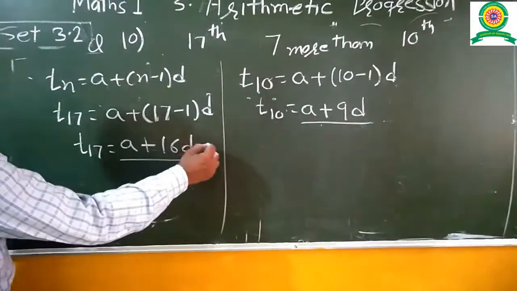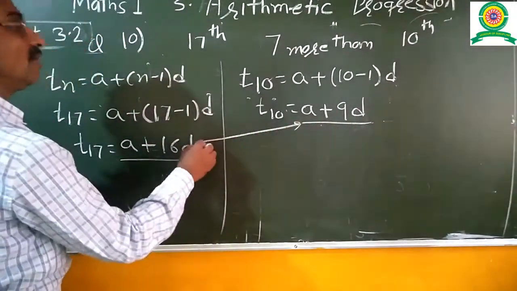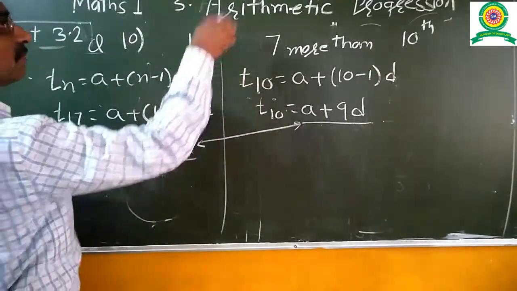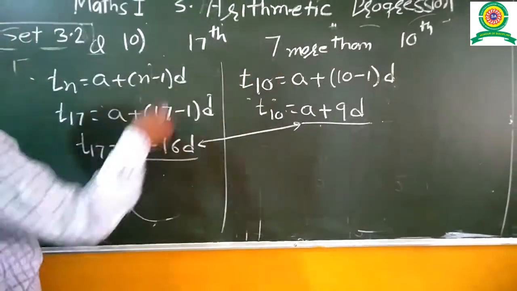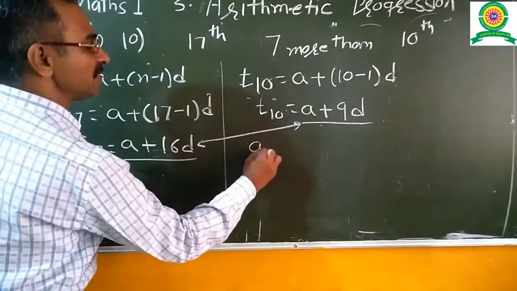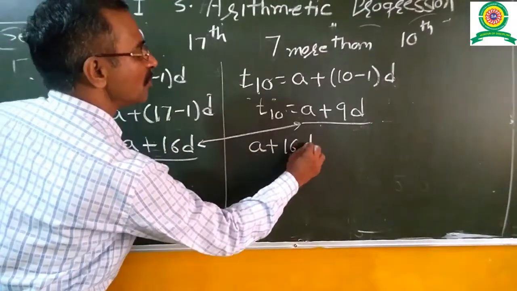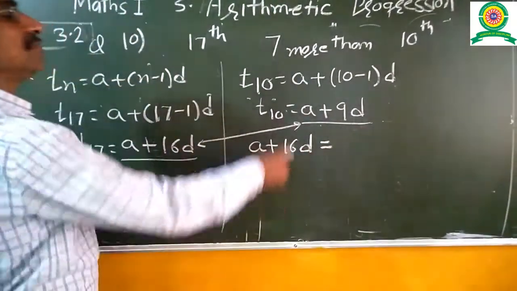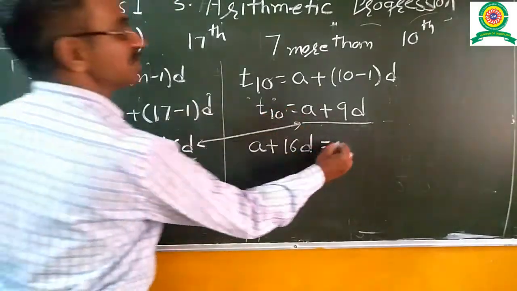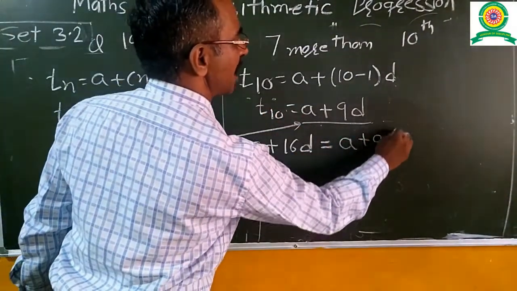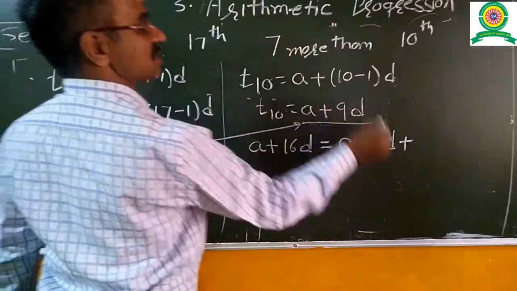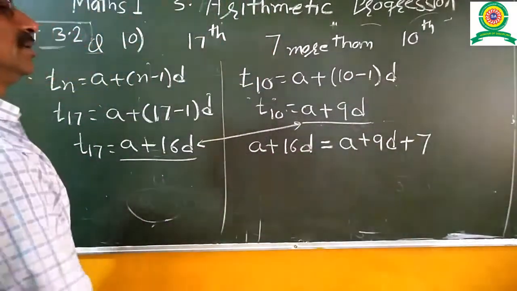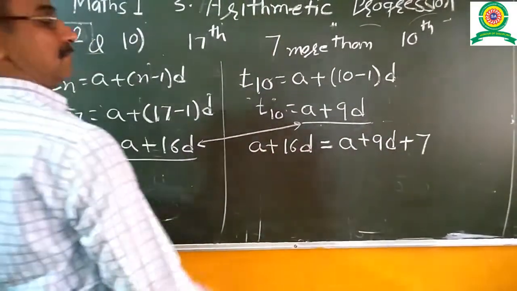The relation between these two is that the 17th term, A plus 16D, is greater than T10, which is A plus 9D, by 7. Therefore, we write A plus 16D is equal to A plus 9D plus 7.